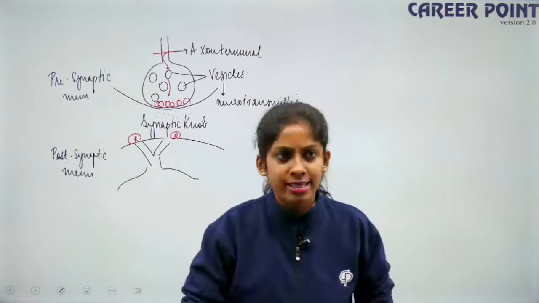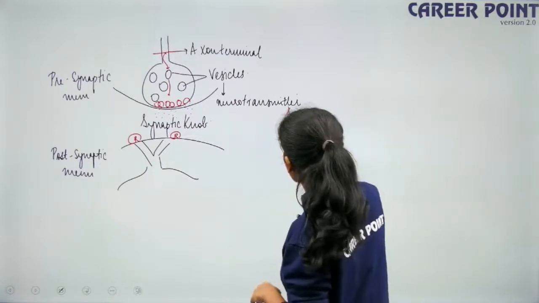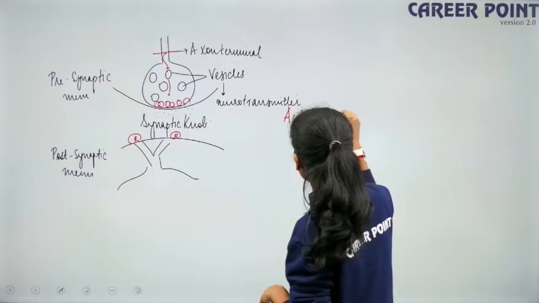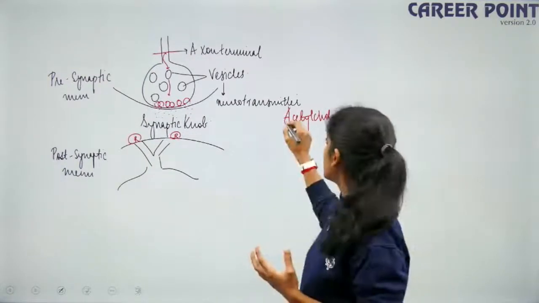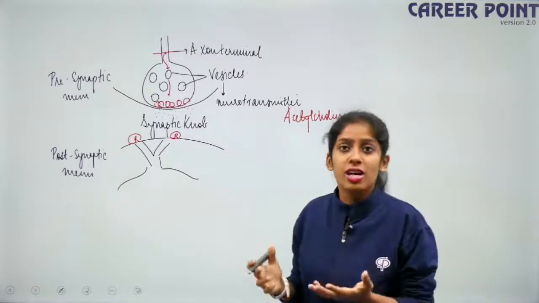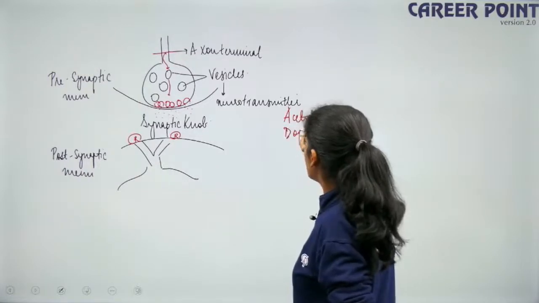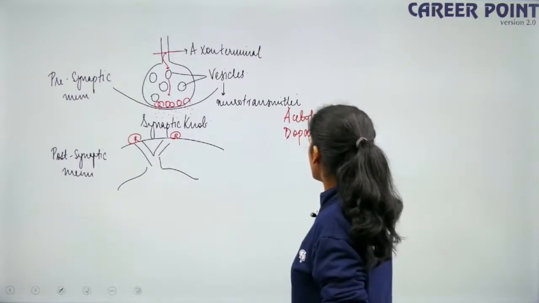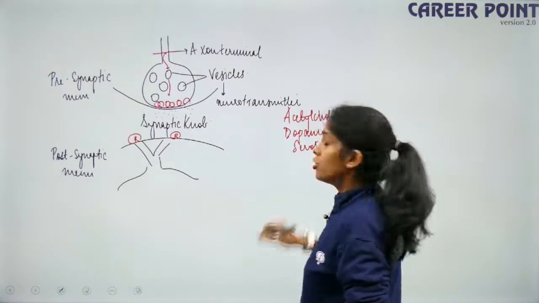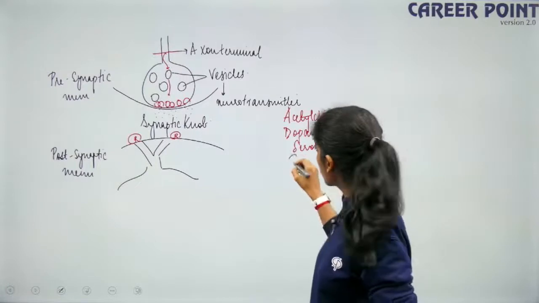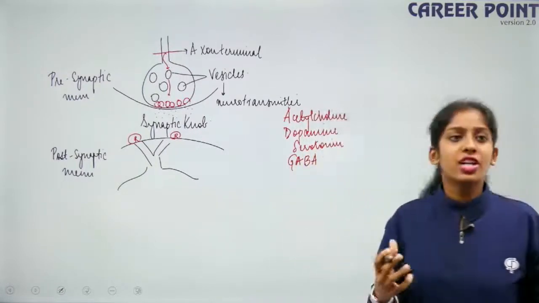Ma'am, can you give us some examples of neurotransmitters? Yes, why not? So you have acetylcholine. You would have heard about the disease Alzheimer's, where you have memory loss. That is when your neurotransmitter acetylcholine is not secreted. So you have acetylcholine, dopamine, serotonin, and you also have one more called GABA, that is gamma aminobutyric acid. All these are neurotransmitters.